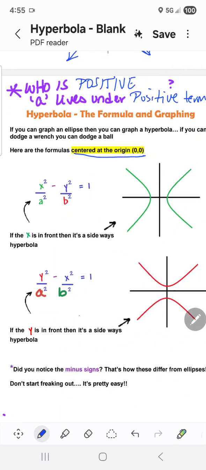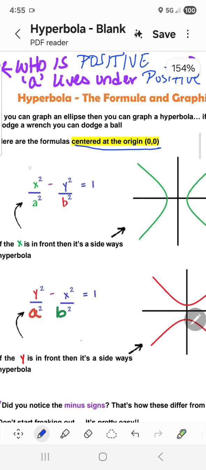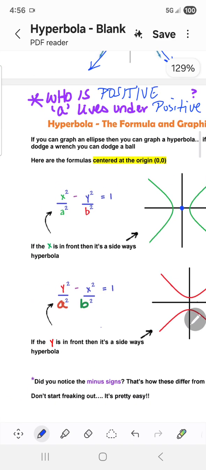So first of all, let's take a look at these, and we're going to talk about being centered at 0, 0. And we can see that we're centered at 0, 0 because you don't see an x minus h, and you don't see a y minus k. You don't see that, which means h must be 0, k must be 0. So that means my center is 0, 0.